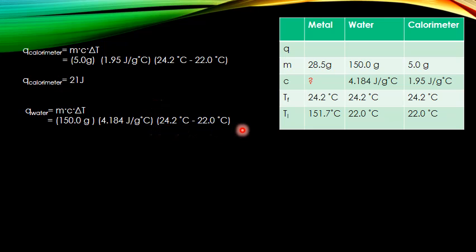This delta T, T final minus T initial. Delta T in this case is 24.2 minus 22. Once again, ask yourself, does it make sense? I want a positive Q because I know my water is gaining energy. To get a positive Q, I have to have a positive delta T. And so 24.2 minus 22 is going to give me a positive delta T. So I end up with the Q of water at 1400 joules.